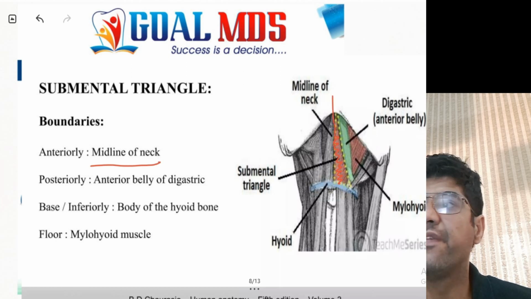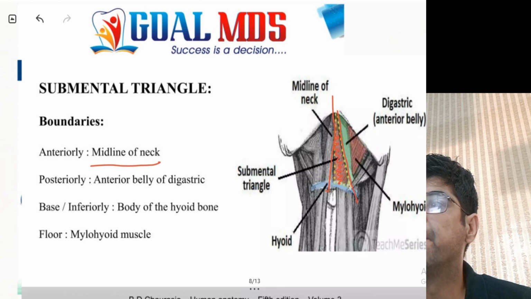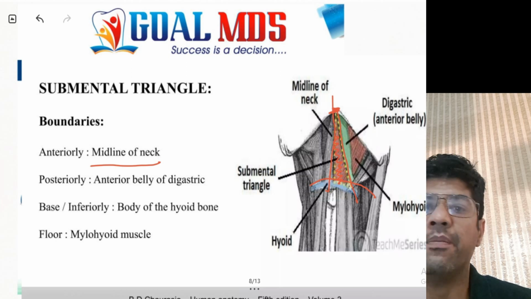Anteriorly there is midline of neck. Posteriorly there is anterior belly of the digastric muscle. So this one is the anterior belly of the digastric muscle. The base is formed by the body of the hyoid bone and the floor is formed by the mylohyoid muscle.